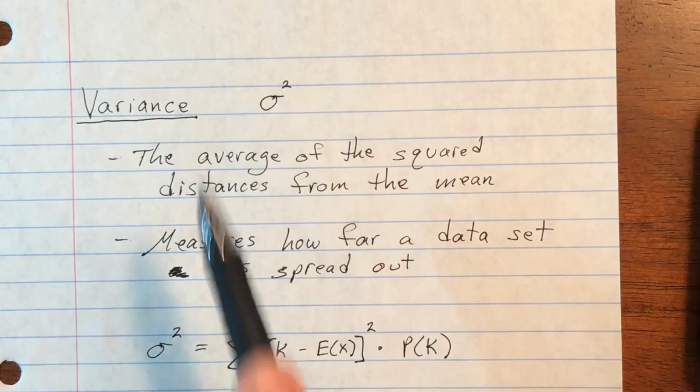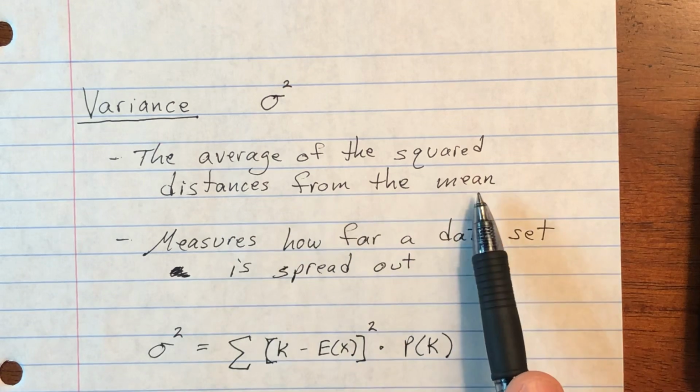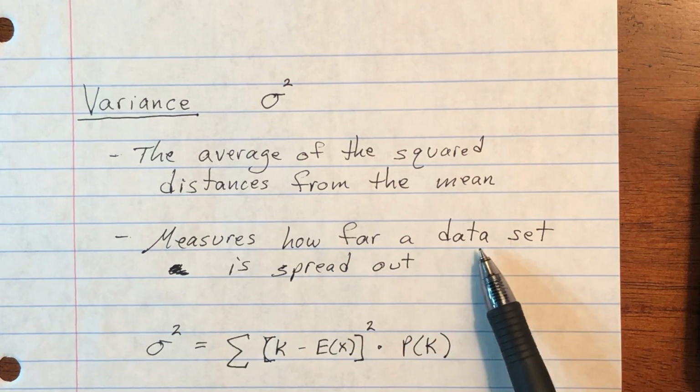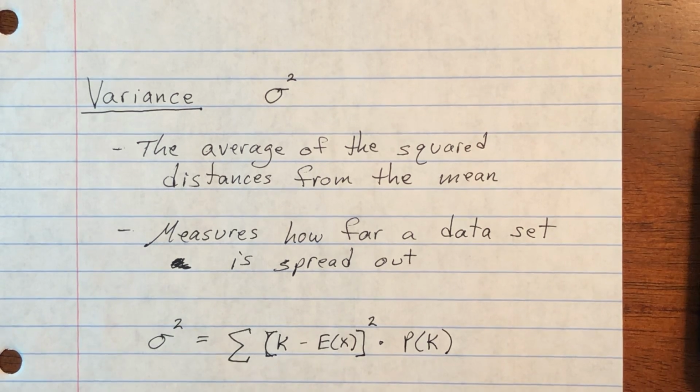Variance is sigma squared, and it's defined as the average of the squared distances from the mean. Now, that sounds complicated, but in a little bit more plain English, it measures how far a data set is spread out. Today we're going to talk about variance because you need to understand variance before you talk about standard deviation. Most people actually use standard deviation more often, but you have to understand variance first, and so that's what we're doing today. We're going to split it up into 2 days just to make it a little bit easier.